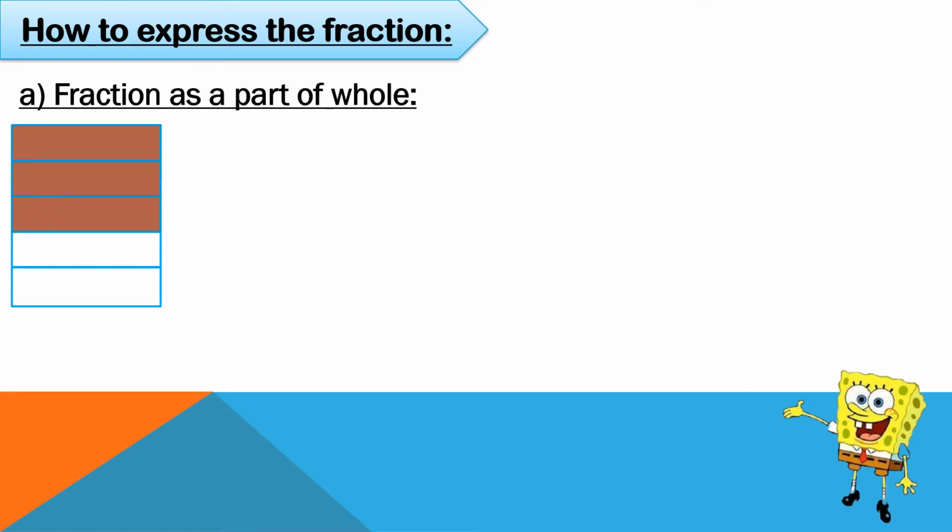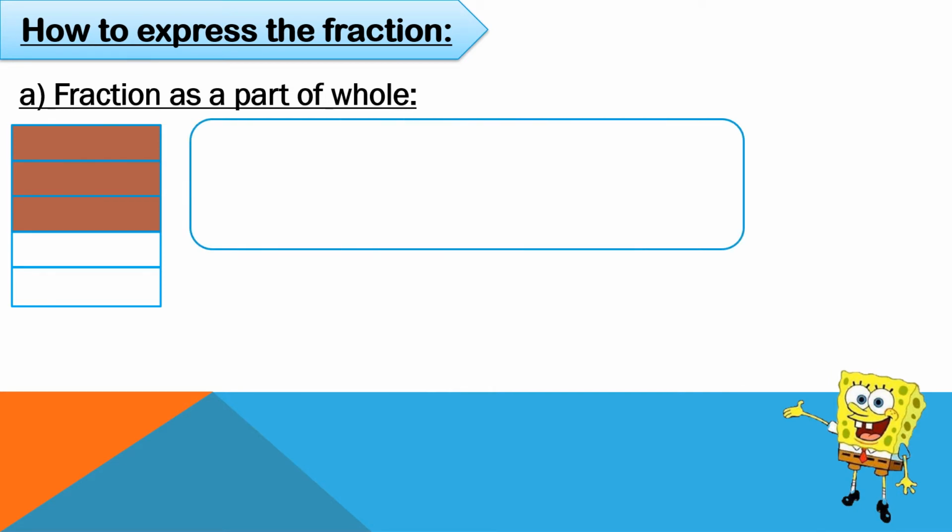If I have a chocolate bar like this, it has 3 parts of brown chocolate and 2 pieces of white chocolate. So 3 parts of brown chocolate and 2 parts of white chocolate. I want to find the fraction of brown parts. So I will write my fraction like this, 3/5.